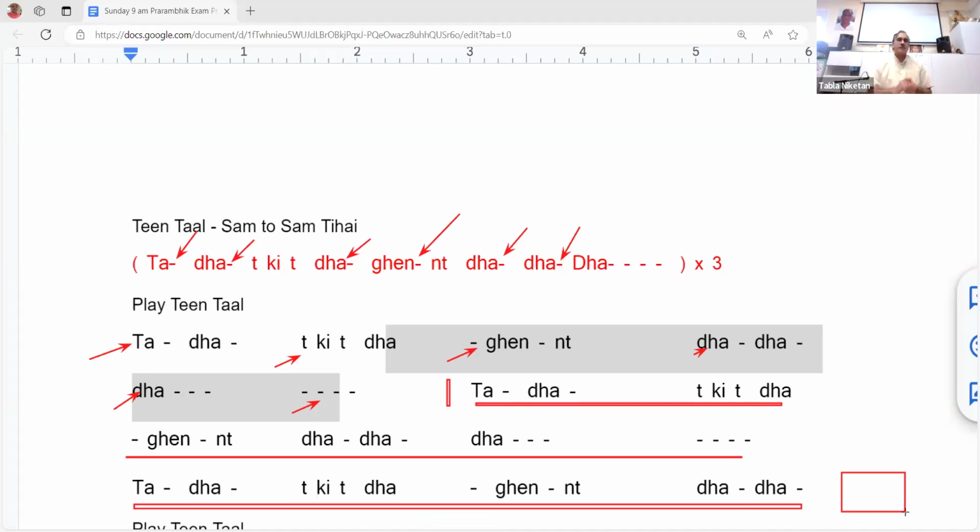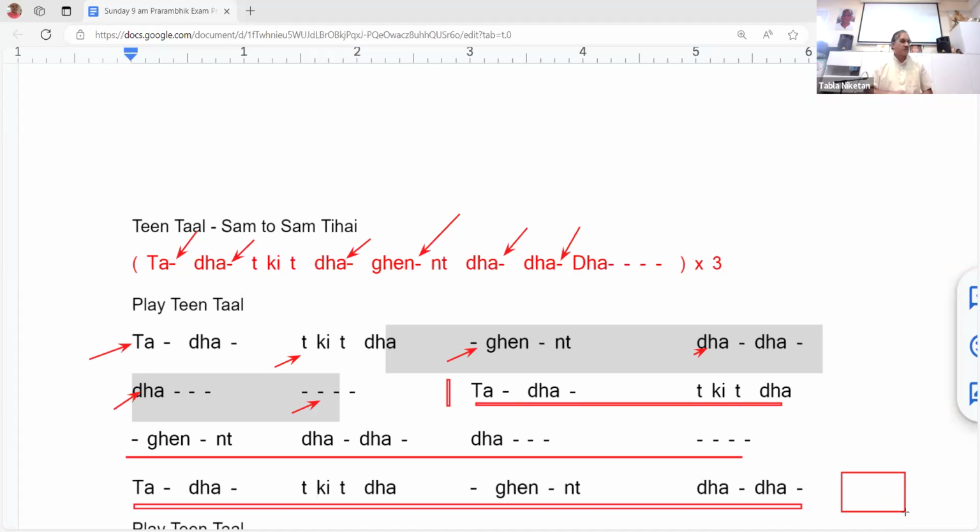Everybody, one, two, ready, go. Ta a tha ta ki ta tha a ge in ta tha a ta, 1 2 3, 1 2 3 4. Ta a ta ki ta tha a ge in ta tha a, 1 2 3, 1 2 3 4. Ta ki ta tha a ge in ta tha. Was that okay? One more time.